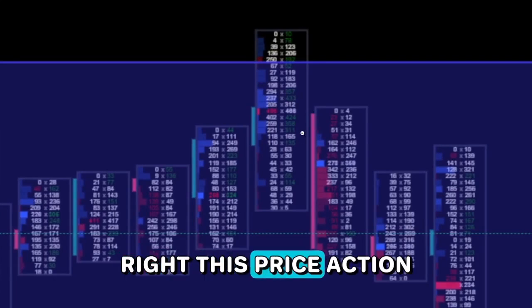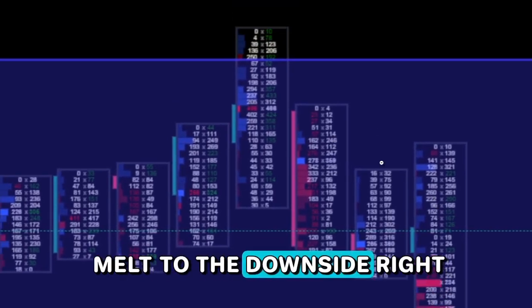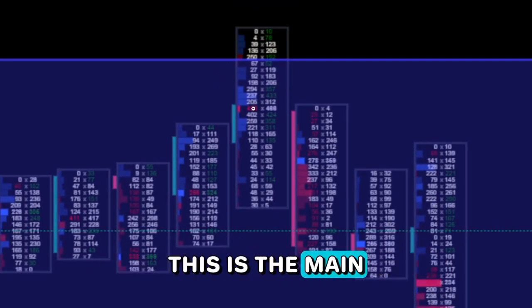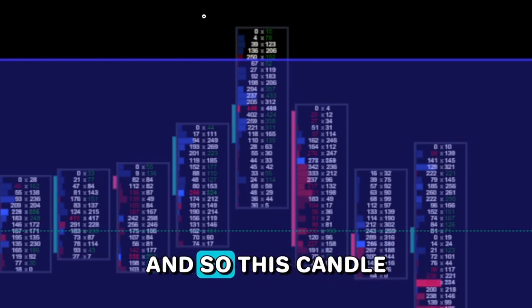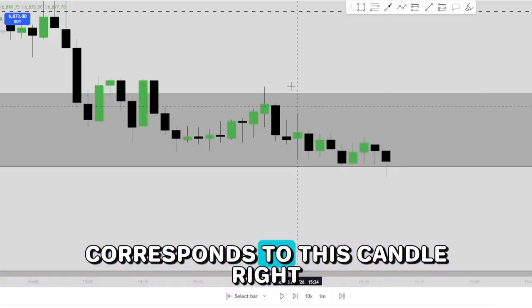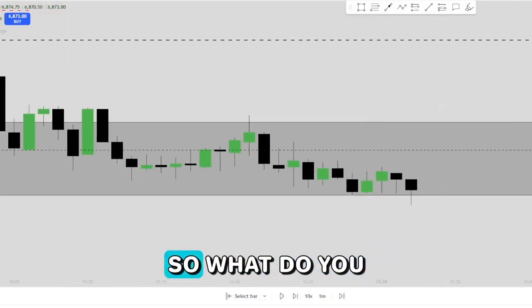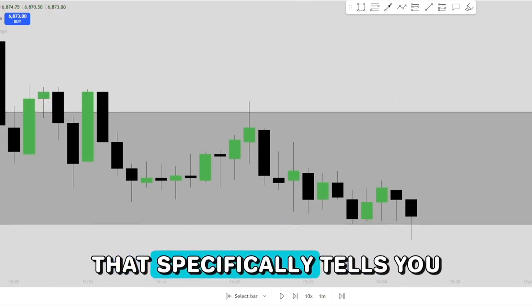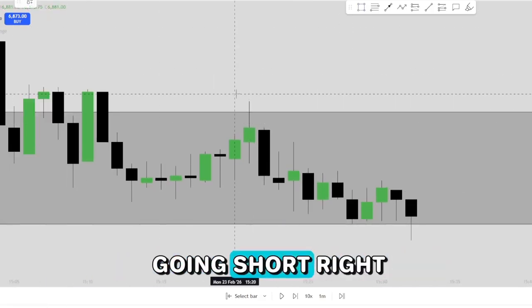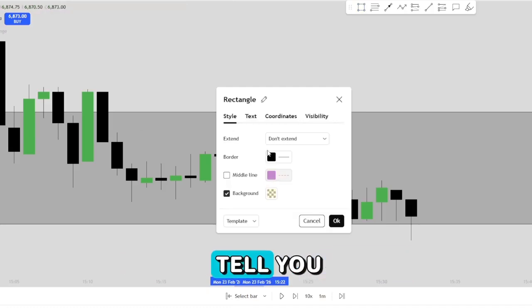Right? This price action, as we start to melt to the downside. This is the main candle I want you to focus on. And so this candle corresponds to this candle, right? So what do you see over here that specifically tells you that you want to be going short? What does this candle tell you?